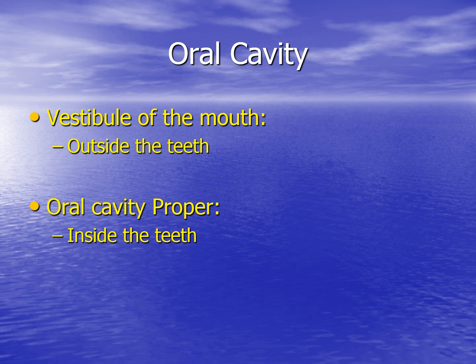The oral cavity is divided into two parts: the vestibule of the mouth and the oral cavity proper. What is the vestibule of the mouth? It is the space of the oral cavity outside the teeth. In other words, it is a space which lies between the gum and teeth on one side and the cheek and lips on the other side. The oral cavity proper lies inside the teeth, in which the tongue lies.